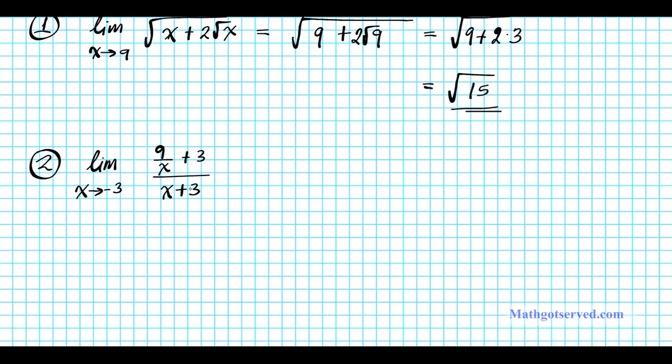So what can we simplify? The denominator is completely simplified, so we have to look at the numerator. Can we combine these two? Let's go ahead and try that out. Put this over 1. The LCD of x and 1 is x, so we multiply this fraction by x, top and bottom, to have the same LCD. Okay? Now this becomes the limit as x approaches negative 3 of 9 plus 3x divided by x.